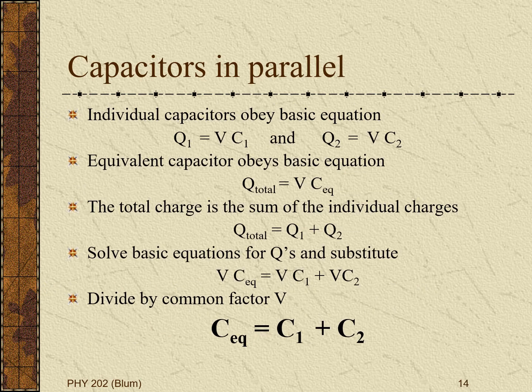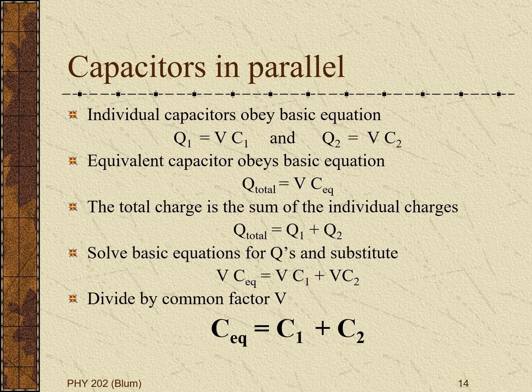So each individual capacitor obeys the Q equals VC equation. Q1 equals V C1 and Q2 equals V C2, and for the equivalent capacitor, Q total is V C equivalent. Now the charge divides up. Some of the charge went on to Q1 and some of the charge went on to Q2. So the total charge is the sum of Q1 plus Q2.